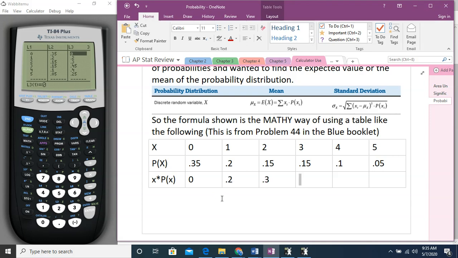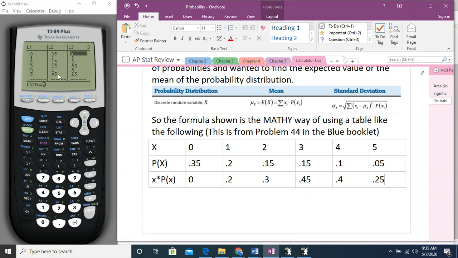And you're just going to quickly type these in. Hopefully I typed them in correctly. Let's see. And finally, this one is 0.25. So each one of these values is how much each one is contributing. So now if I add all these together, I will get my expected value for the mean.